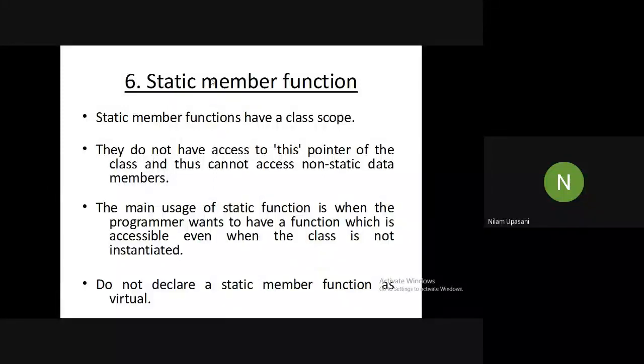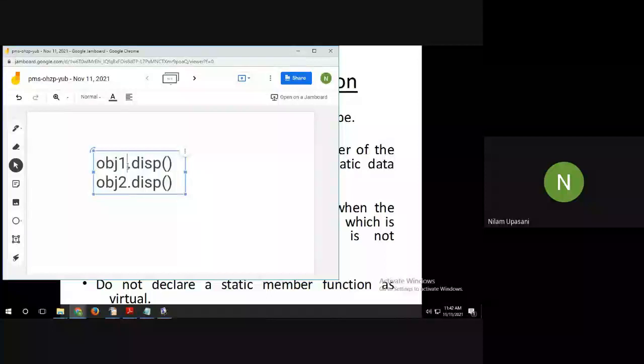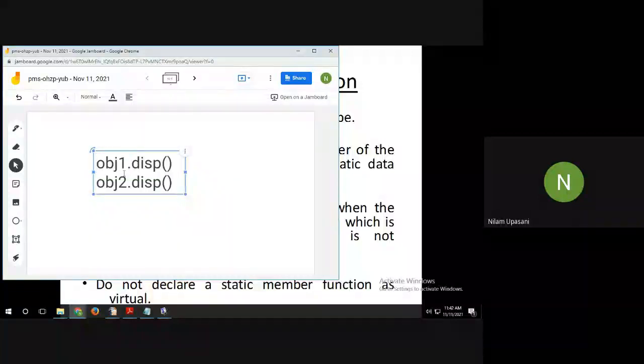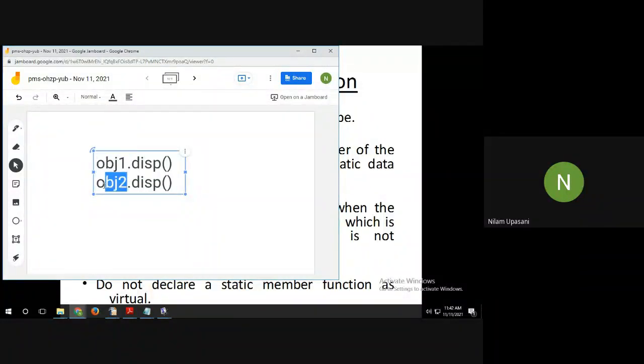So static member functions do not have access to this pointer of the class. This restriction is there on the static function. They cannot access this pointer for any class. If you cannot access this pointer, see, this pointer is what? It is specific to one particular object, okay? It is not common to all. See here, this pointer is pointing to object 1, here it is pointing to object 2. So each time whenever you call the function, this pointer will start pointing to that particular object, okay? So this pointer is specific to a particular object. It is not common to all the objects of one class, okay? It is specific to one particular object.